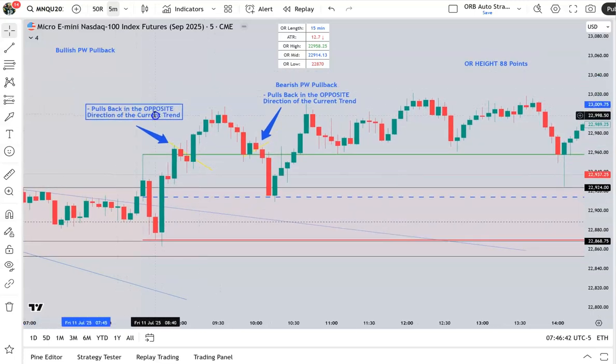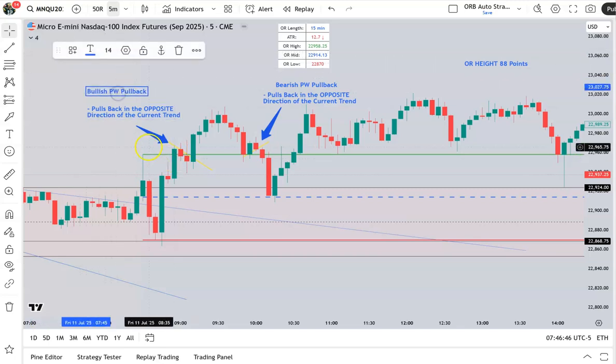So I'm calling this the bullish PW, pullback. In other words, we're going up. The bullish PW is we pull back in the opposite direction of the current trend. So the current trend is overall up, but you can see here what happens. We pull back and we go lower.